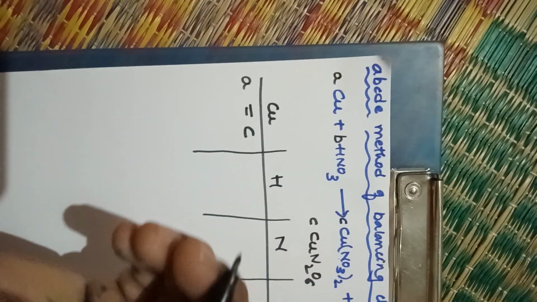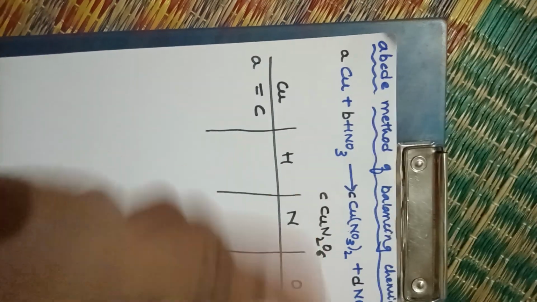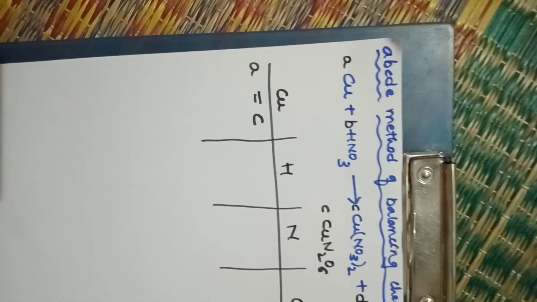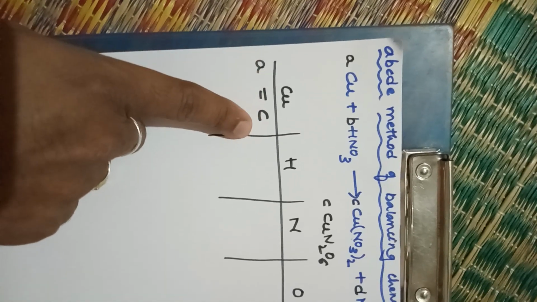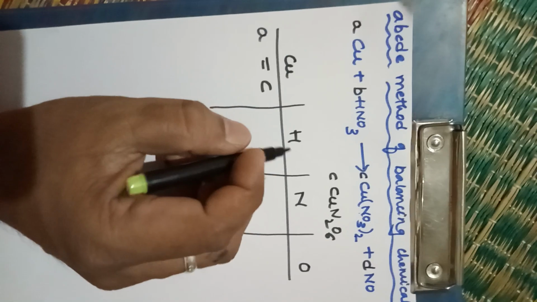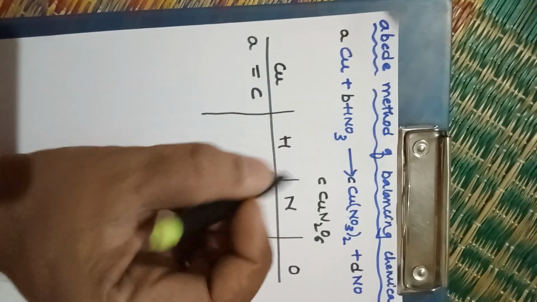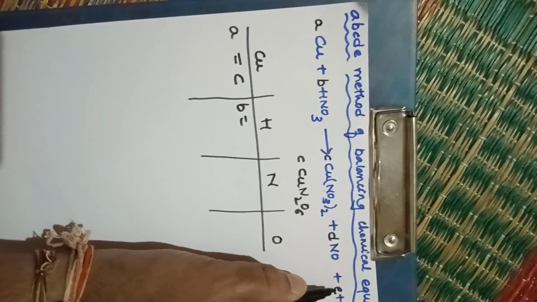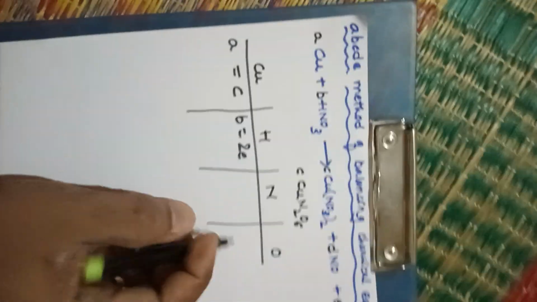You know that while balancing the chemical equation, we need to make the number of atoms of each element equal. So I have taken A is equal to C. Now let's see how many hydrogen atoms are there in the reactant side. B into 1, it will be B. On the product side, hydrogen is E into 2, so 2E.